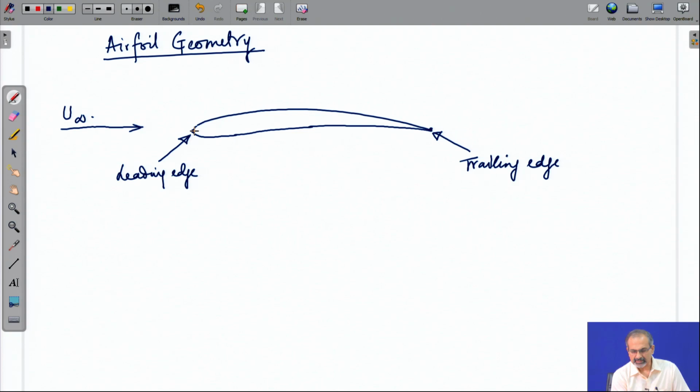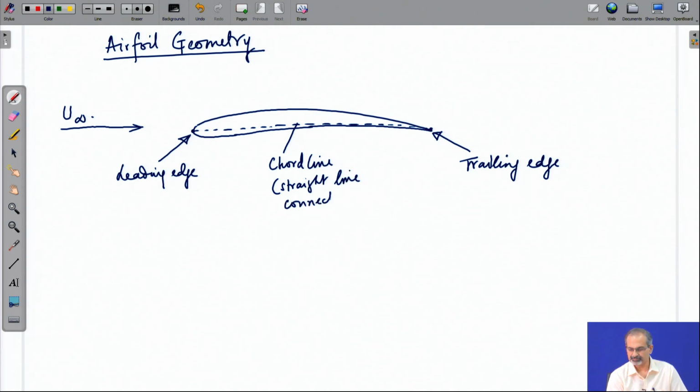Now, if we connect the leading edge to the trailing edge using a straight line, then that forms the chord line. This is a straight line which connects leading edge with trailing edge. You can abbreviate this as LE, this as TE.